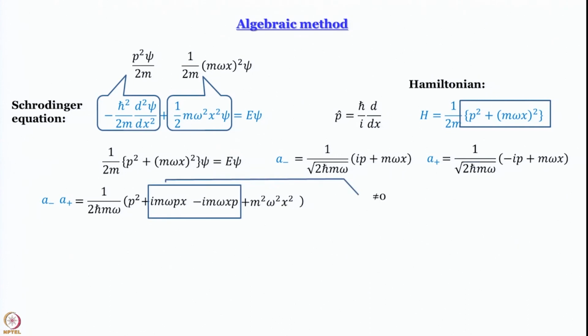Now, if p and x were numbers, then this I m omega p x minus I m omega x p would have been 0, but well, I am breaking a promise now, I have said it again. These are not numbers, these are operators, as we have said time and again. So, this is not really equal to 0, as we will see. Okay. So, what is it? We will see. But first let us tidy up a little bit.